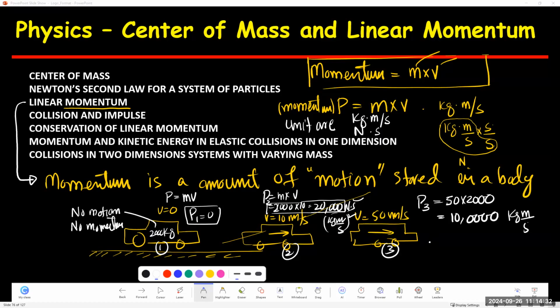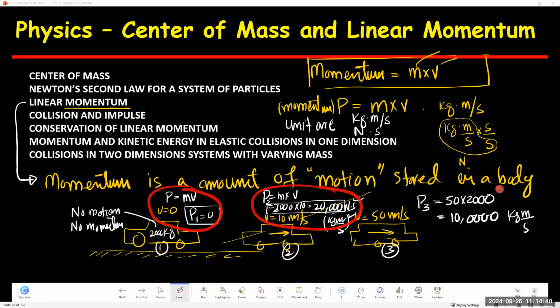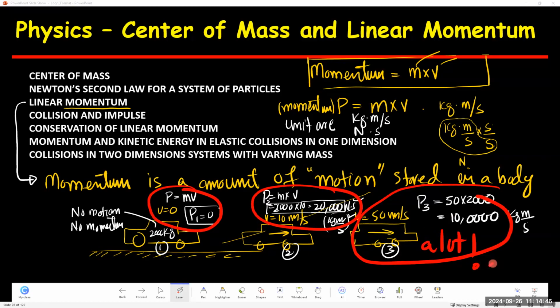Now, if you think about it, in a minute, a car here has no motion stored. A car here has some motion stored, and then a car here has a lot of motion stored. A lot. Right? It means, if it's stored, you can use it.